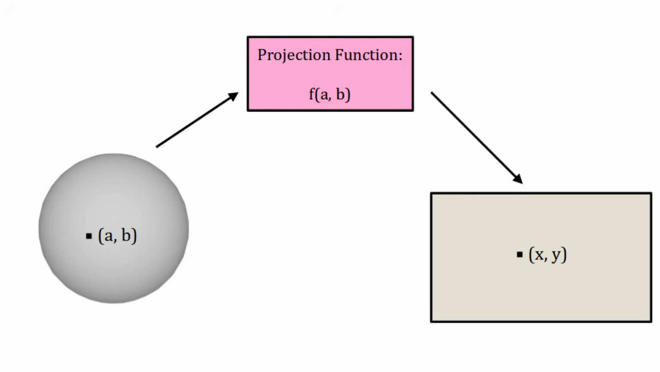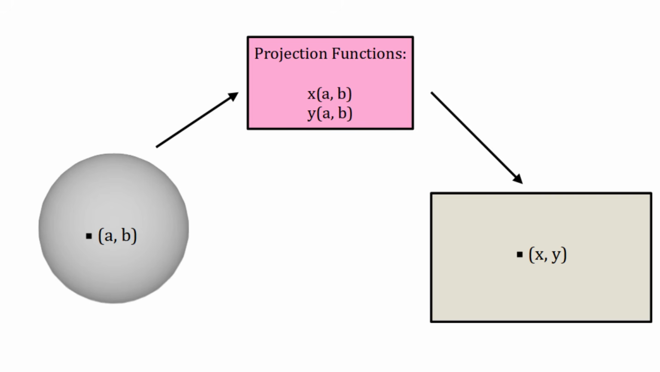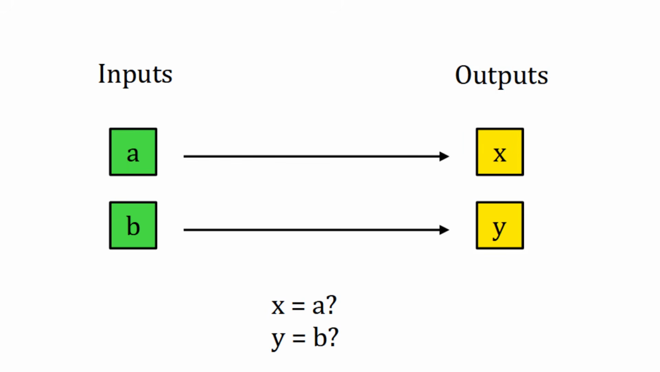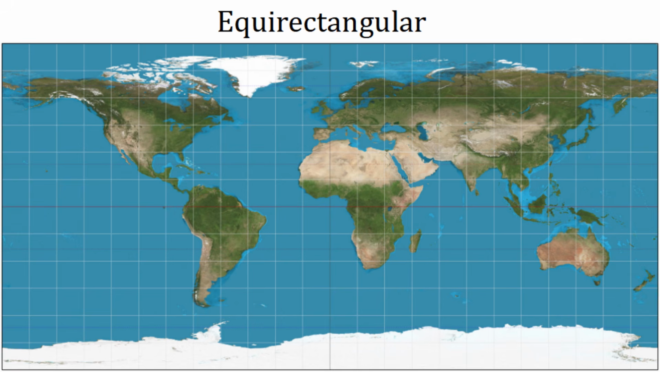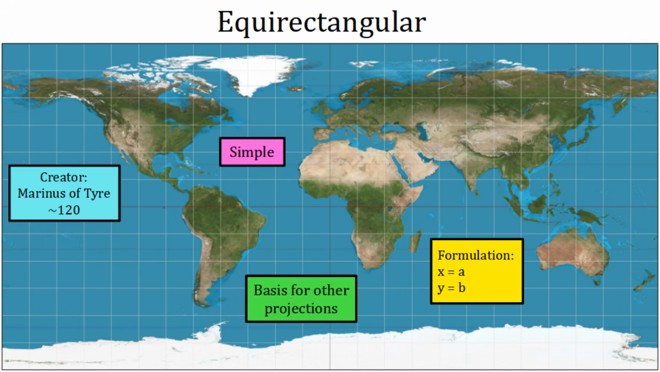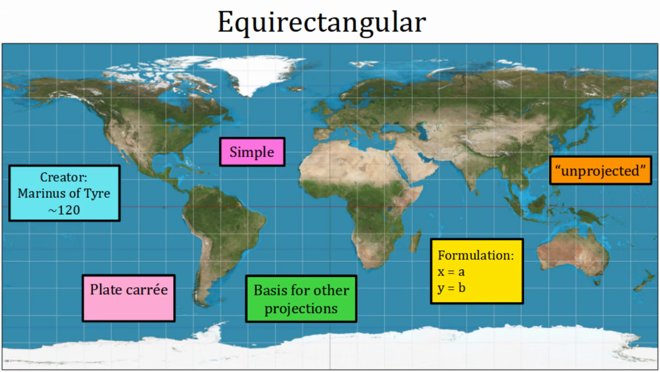Each projection function is actually 2 separate functions, one for x and one for y. So if we have 2 inputs and 2 outputs, what if we just use x equals A and y equals B? Well, that results in a projection known as the Equirectangular Projection. Its formulation makes it the simplest projection there is, and many other projections are just modifications of this one. For that reason, it's sometimes called the unprojected map. It's also called plate carrée, meaning flat square, referring to how longitude and latitude lines form perfect squares.